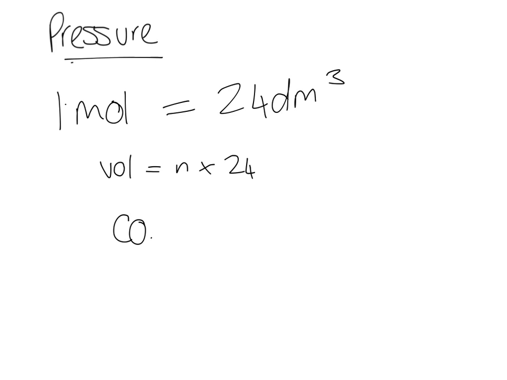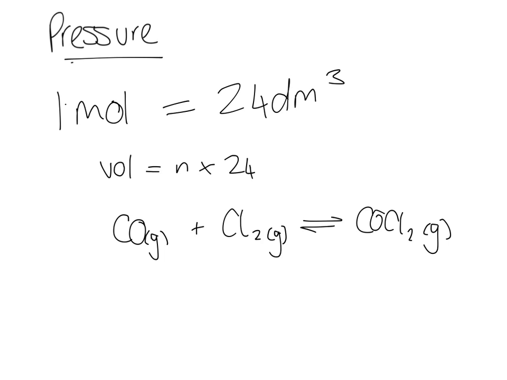And so what we find is that if we have a homogeneous gaseous equilibrium, for example, the one that we just looked at, if we increase the pressure, the equilibrium will favour the side of the equilibrium that has fewer gas molecules.